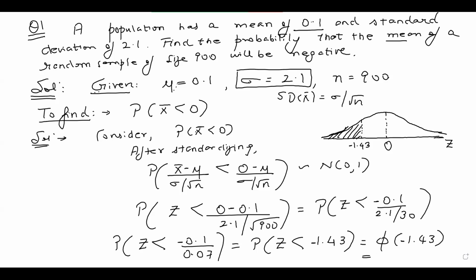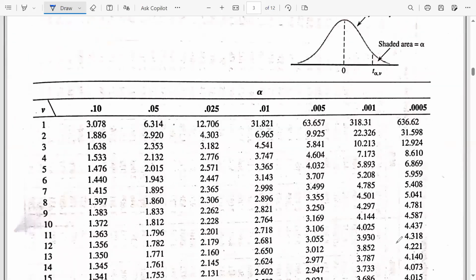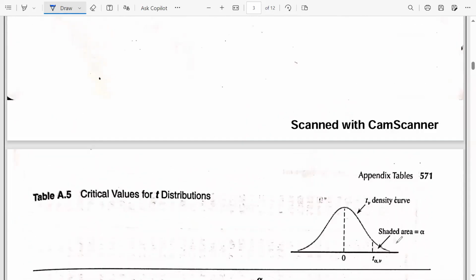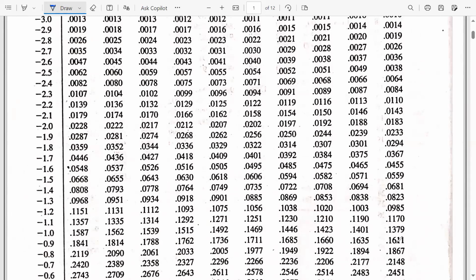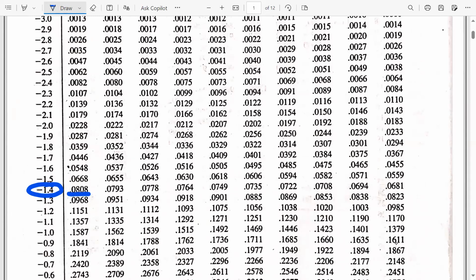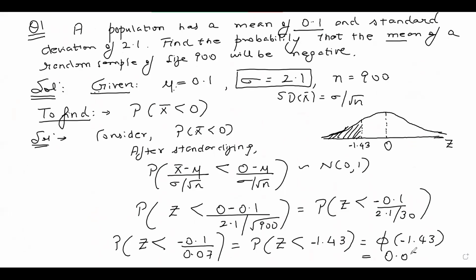So if I come to the Z tables now, so minus 1.4 under 3. So let's come to that. So this is minus 1.4, 0, 1, 2, 3. So my answer is 0.0764. This is from the DEVOR tables, 0.076. This is my answer for this particular question.